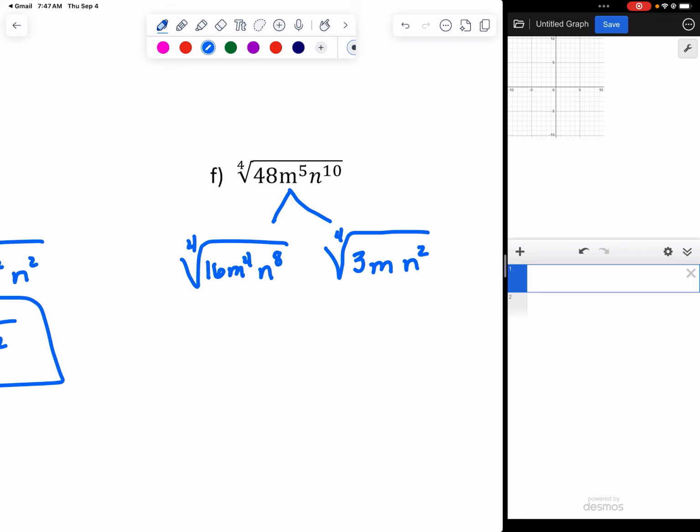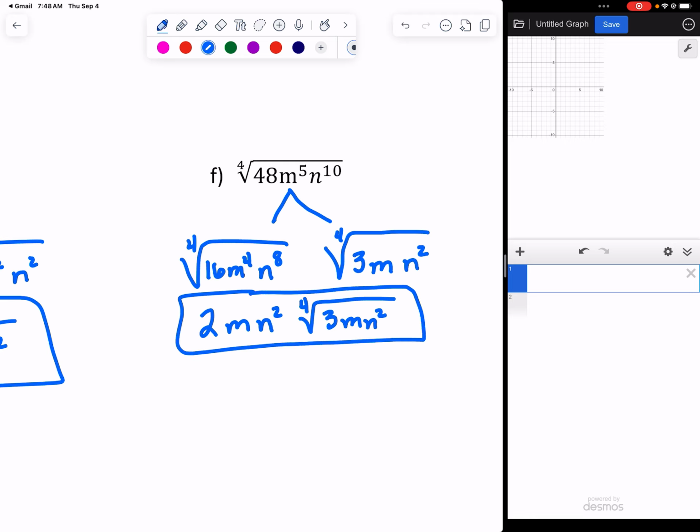Then I broke down that first fourth root. The fourth root of 16 is 2. The fourth root of m to the 4 is m. The fourth root of n to the 8 power is n squared. And then, of course, the second fourth root does not break down at all. So my final answer is 2mn squared times the fourth root of 3mn squared. And that concludes today's lesson on simplifying nth root radicals.